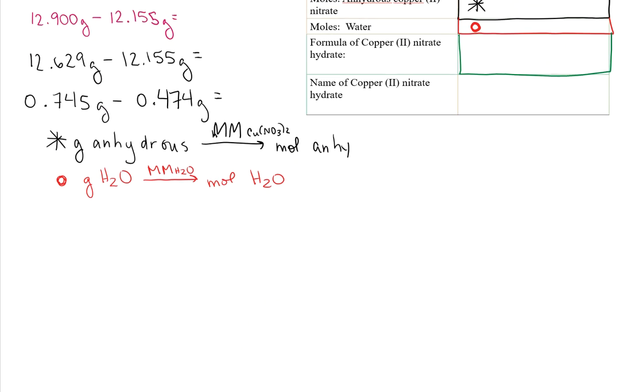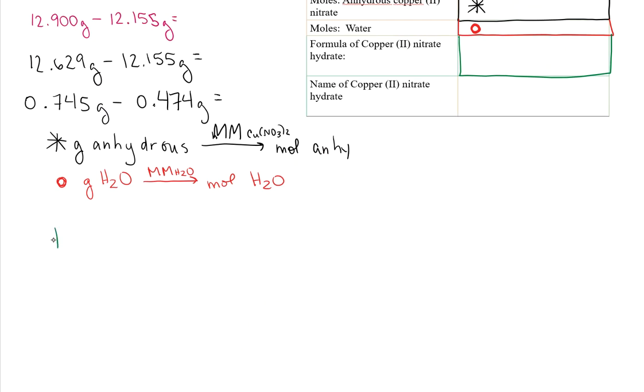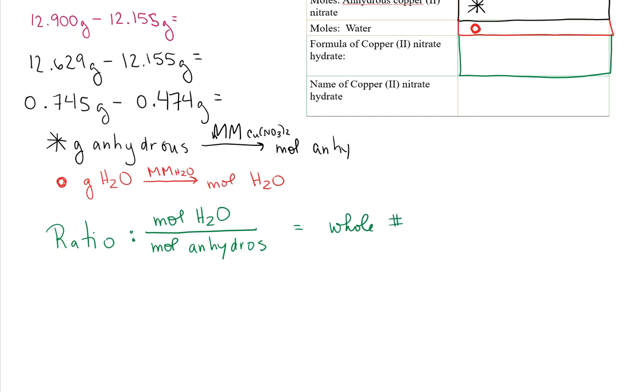In order to determine the formula, you want the ratio of moles of water divided by moles of anhydrous. That should give you a whole number, like 2 or 3 or 4 or 5. That is the number of water molecules, and that will give you the name of the hydrate.